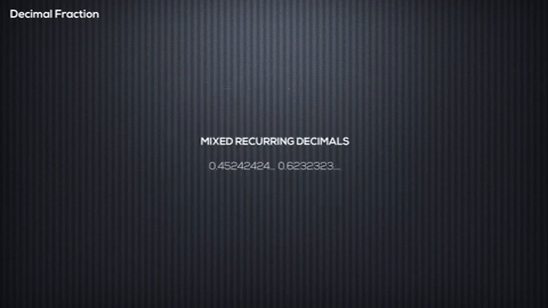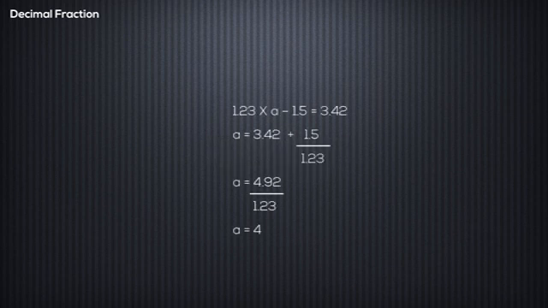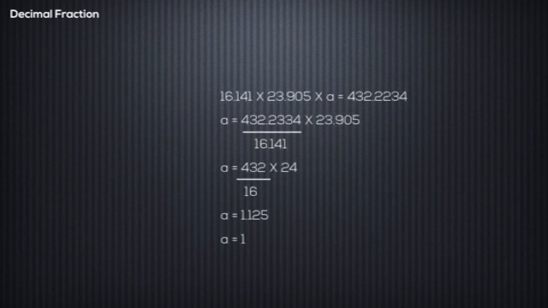Mixed recurring decimals are decimals in which some figures do not repeat and some of them repeat. Let's go through some solved examples. In this question, we'll need to find the value of A. The value of A can be calculated as shown on the screen. Here is another example where the value of A is calculated from the given equation. Find the value of A.